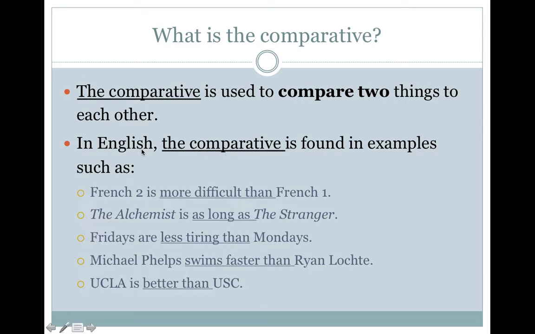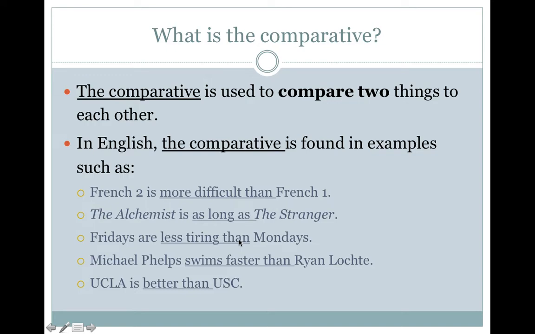So in English, the comparative is found in examples such as the following: French 2 is more difficult than French 1. So this middle part that's underlined, where it says more difficult than, that's called the comparative because that's the part of the sentence that is explaining the comparison between French 2 and French 1. The comparative is also found in this sentence where it says the alchemist is as long as the stranger. So although it's saying that they're equal, the part where it says as long as is describing the relationship between the alchemist and the stranger.